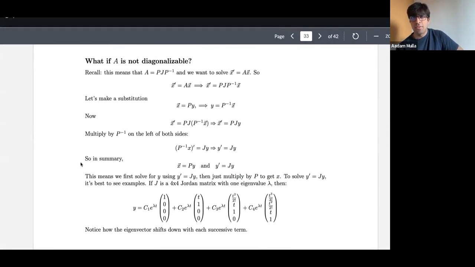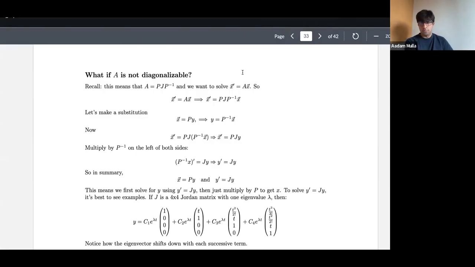Okay. Last case is where A is not diagonalizable. So that's where A is not equal to PDP inverse, but it's equal to PJP inverse. Okay. So to do this, we're going to do a little bit of a trick. So let's follow along with the steps here just to understand where this comes from. We're looking to solve x prime equals Ax, right? We know that A is not diagonalizable, but A can be put into Jordan canonical form. So x prime equals PJP inverse times x.